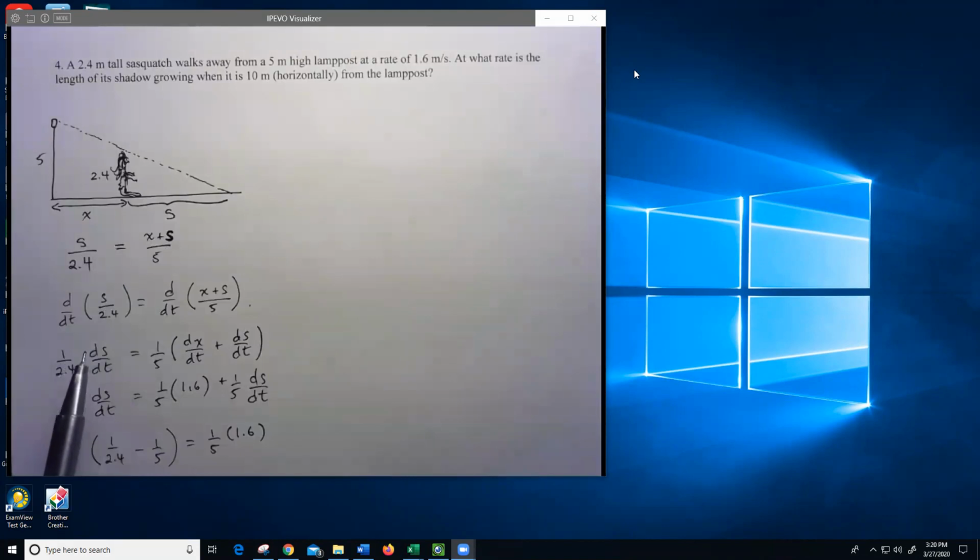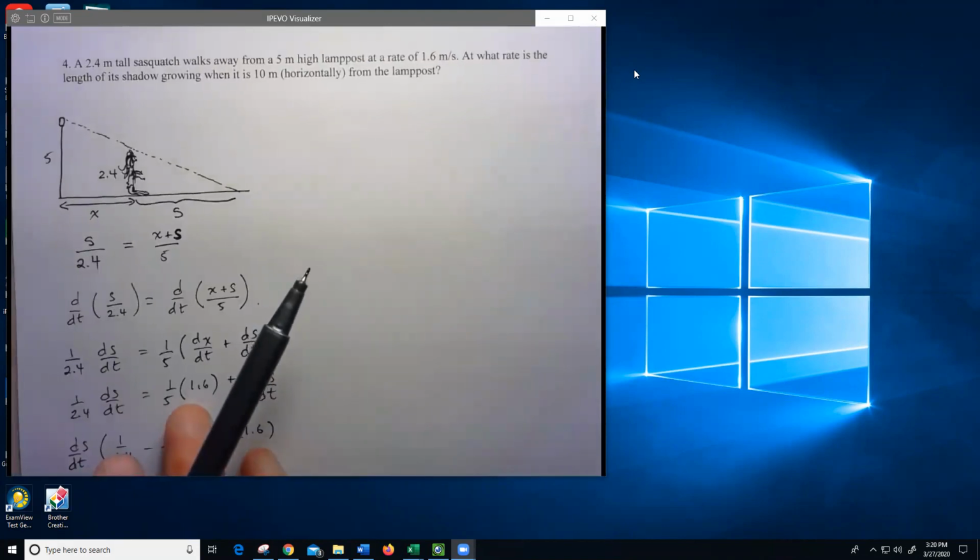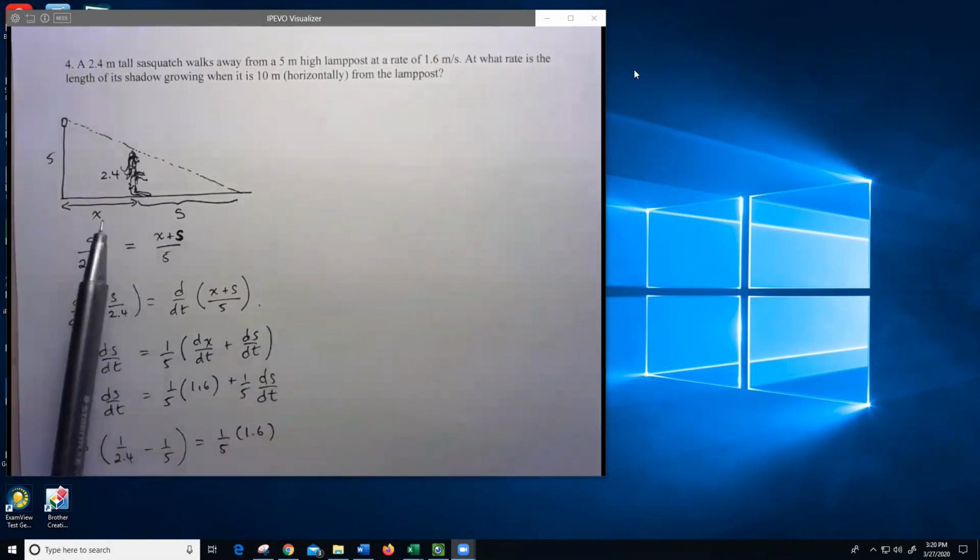Okay? So again, this is one of these scenarios where I don't know that you'd be able to come up with this equation without drawing a diagram. So it's very, very important to be drawing the diagram.